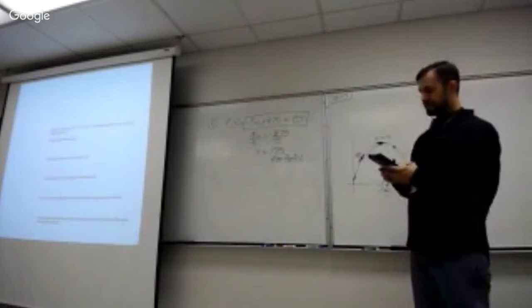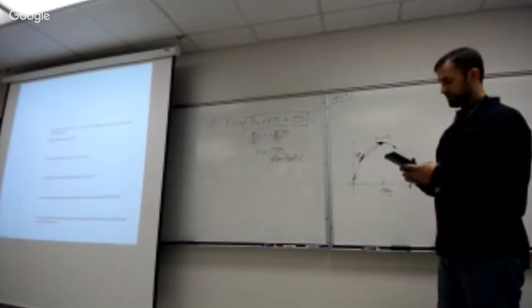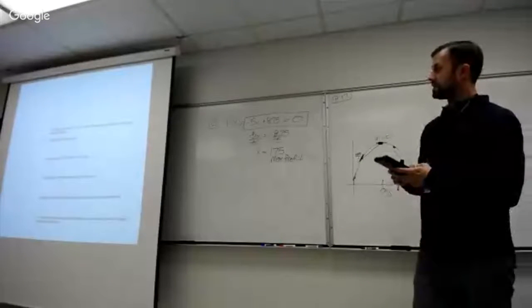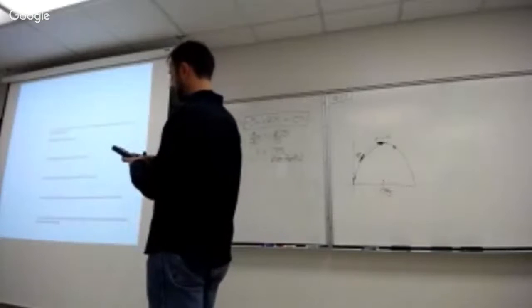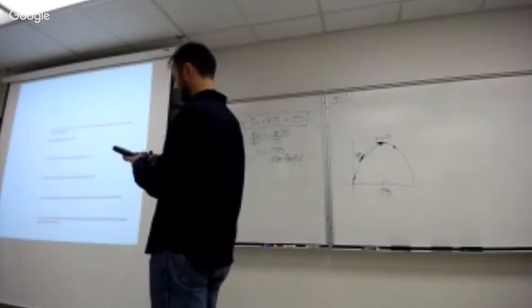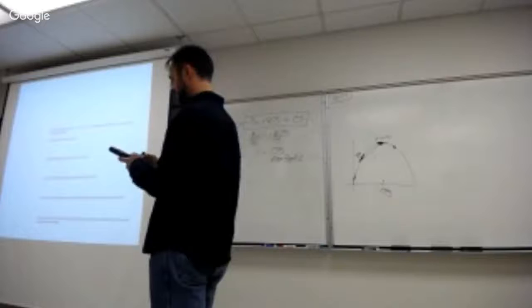Our maximum profit, because remember, that's keeping track of all the profit we've made so far. So that would be what? All the profit we've made so far from selling 175 items. 875.